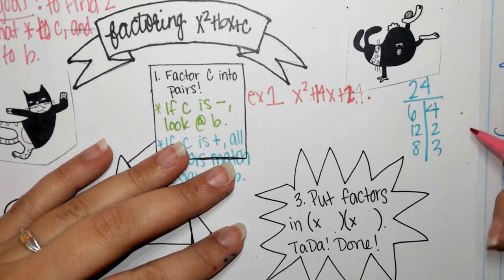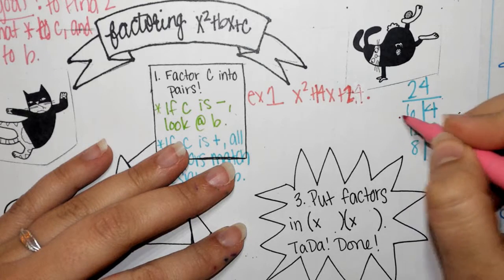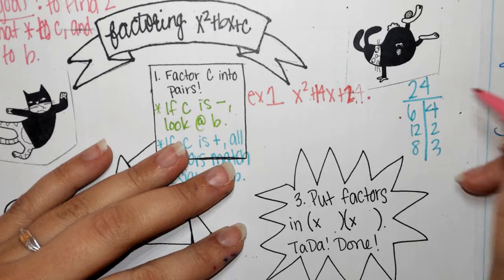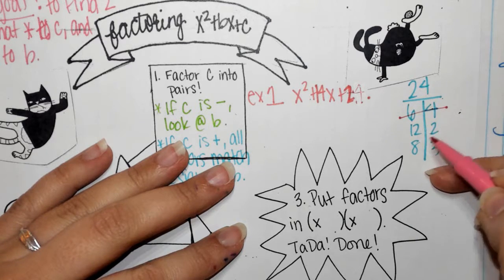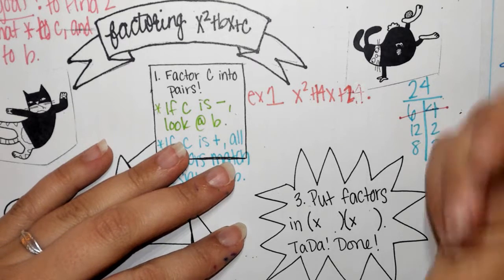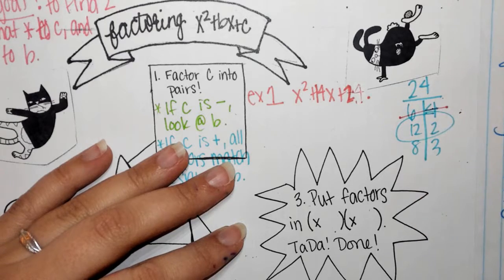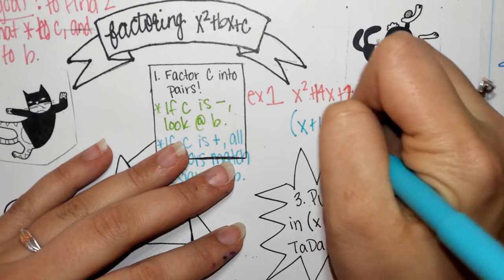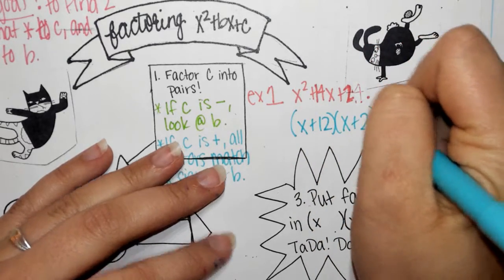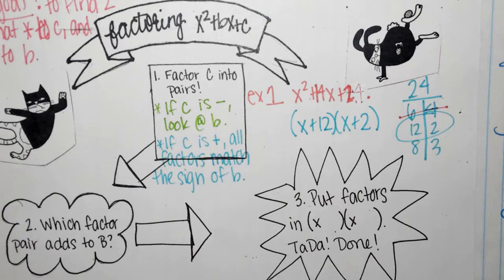So what is 6 plus 4? 10. So that doesn't work. What's 12 plus 2? 14. Alright, so that is our factor pair. All we do from here, write it in our parentheses: X plus 12 times X plus 2, and we're done. That's pretty simple.